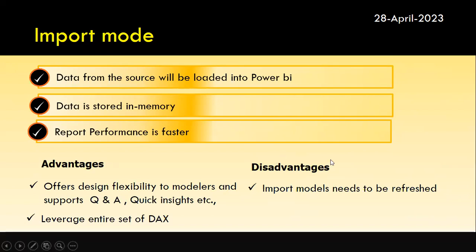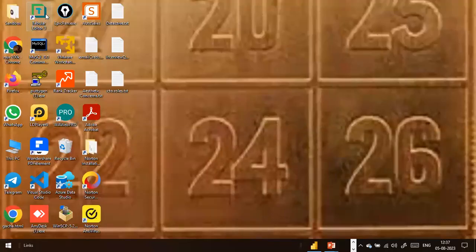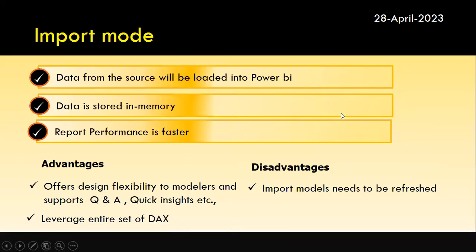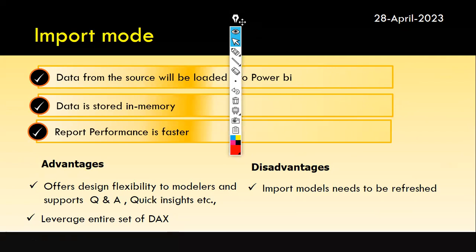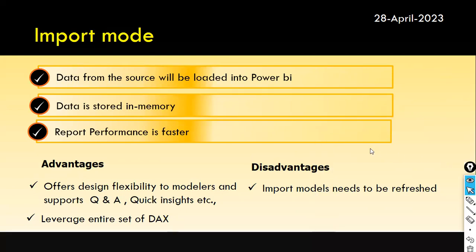The flip side of import mode is that imported models need to be refreshed periodically. Otherwise, your target report files will not have up-to-date data in them. For example, you have published 200 reports on the Power BI cloud service. Out of the 200 reports, 20 reports are related to daily summary data. Whenever the management opens that specific report, it should show that specific day's data. So in that case, what happens?